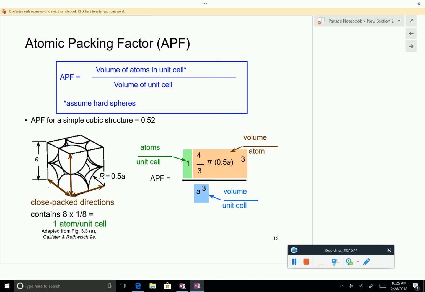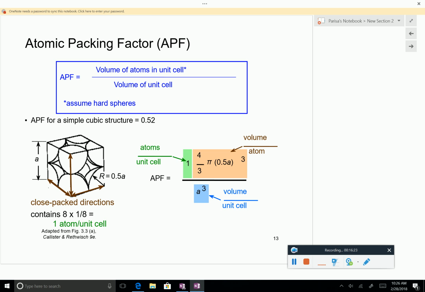So if you do the calculations, I don't know how many of you did, you should get 0.52, if I haven't made a mistake. So the atomic packing factor for a simple cube structure, which is kind of not very interesting to us, but it's simple, so we wanted to start with it, is 0.52. This means that 52% of the volume of the unit cell is filled with atoms. That's what it means. So the fancy name has a very simple explanation.